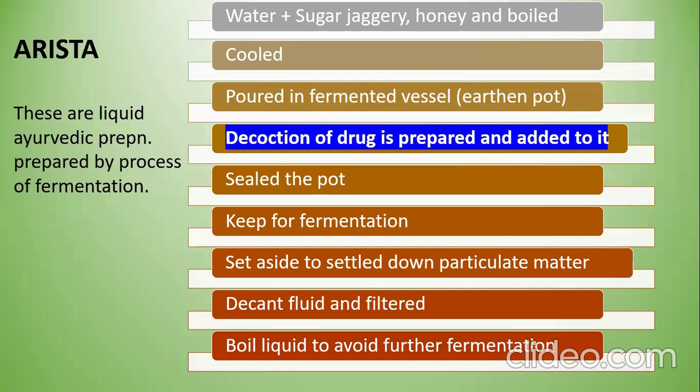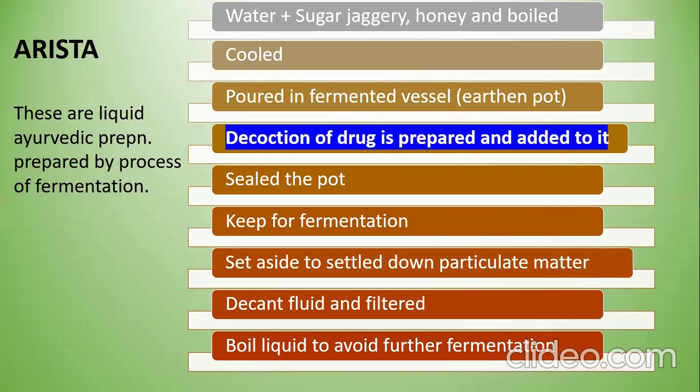Decoction means what? The drug should be soaked overnight in water, and that drug should be filtered, and the filtrate is what is to be utilized. The remaining process is the same as that of your asava. Means the water, sugar, jaggery, and honey are to be boiled, then cooled, then poured into the fermentation vessel.